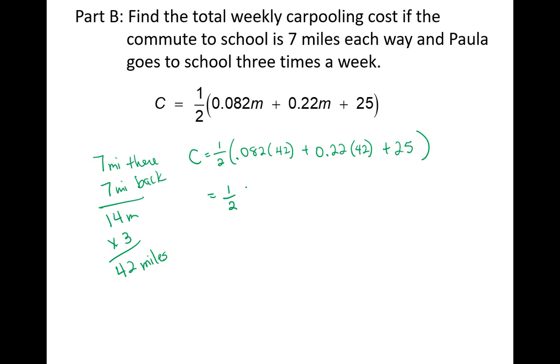That comes out to be about $2.05. So that's what the estimated maintenance cost is. 0.22 times 42. That's $9.24 for gas. And then, of course, her weekly parking is $25. Now we can just add all that up. 2.05 plus 9.24 plus 25.